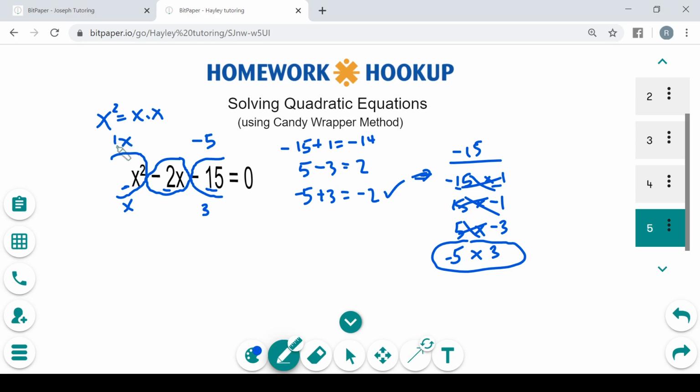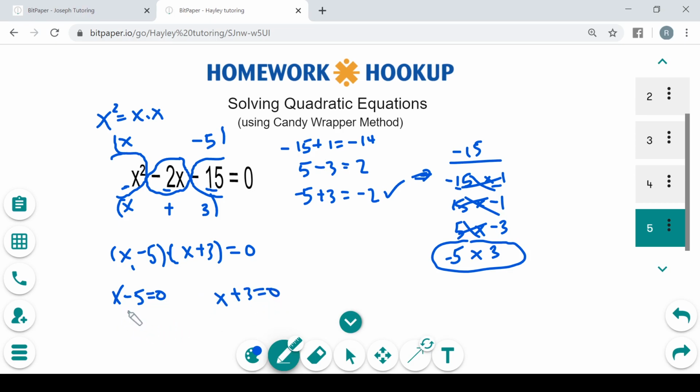This is what our answer is going to look like. We're going to have x minus 5 times x plus 3 is equal to 0. There's a plus right here because this was a positive 3. All right, we're almost done. Now we set each of these terms to 0. The first term is x minus 5 equals 0, and the second term is x plus 3 equals 0. Then just solve for x.